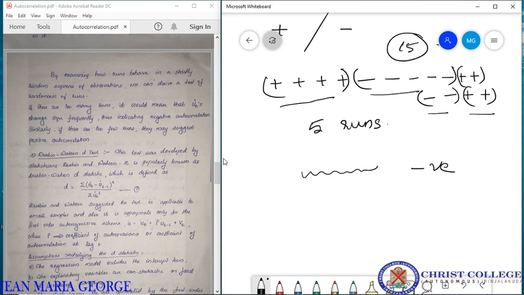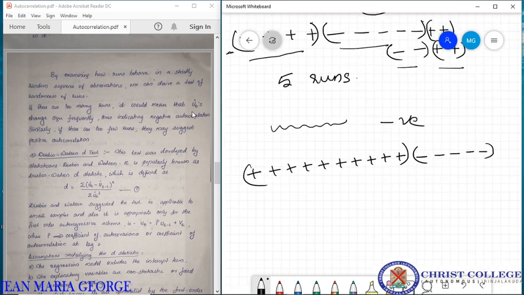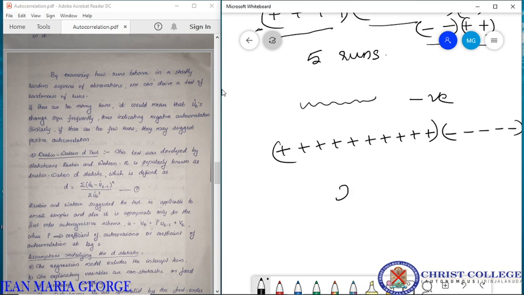autocorrelation. Instead of this, we are getting another one: positive 1, 2, 3, 4, 5, 6, 7, 8, 9, 10, 11, 12, 13, 14, 15. This is the sign that we have noted. Look, here there are only 2 runs. The length of the run is very large. That means continuously positive signs followed by negative signs only. Here we can say this is a positive autocorrelation.